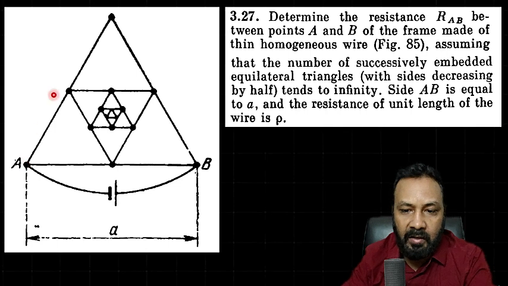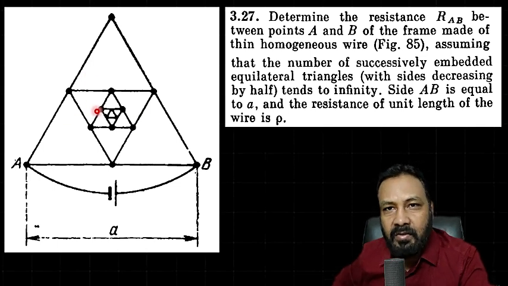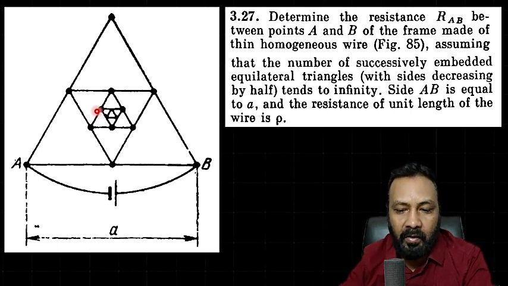So you can see that this is an equilateral triangle. And within that equilateral triangle, there is another equilateral triangle of half the size. And within that, there is another, and within that, another. So the successive inside equilateral triangles are becoming half in size, and this goes till infinity. So we have to find the resistance between A and B for such a situation.